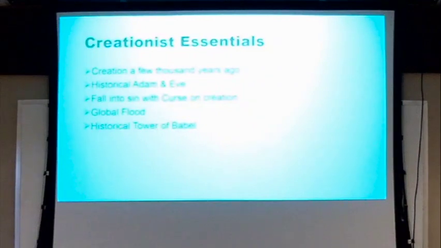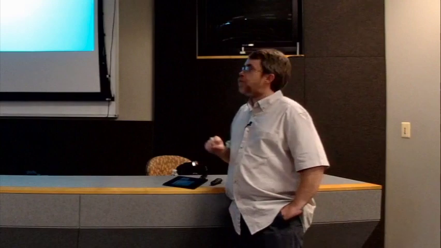All right, so creationist biology. First of all, before we can talk about how to build a creationist biology, we have to think a little bit about what is a creationist. I try to keep my list of creationist essentials to a minimum here. Creation a few thousand years ago, historical Adam and Eve, fall into sin with a curse on creation, global flood, historical Tower of Babel. These elements are all derived from the basic creationist belief that Genesis 1 through 11 is telling us something important about the history of the world.